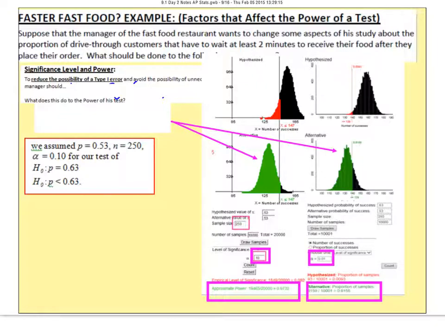So we're going to investigate some scenarios. We're going to go back to the fast food example. Remember, they wanted to be faster at the fast food drive-through. They currently were at 63% of getting their customers through in less than 2 minutes. He's hoping that with more employees on the window, it's going to go less than that.